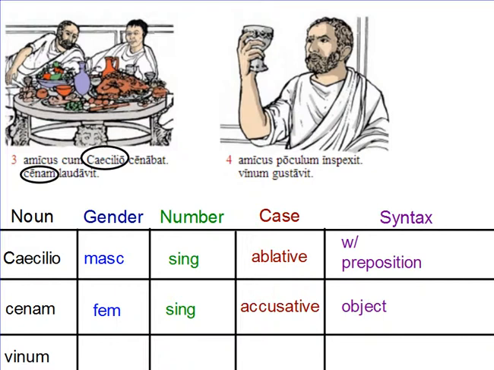Kenam is feminine, singular, accusative, the object. Amicus poculum inspexit, vinum gustavit. The friend inspects the glass. He tastes wine. Let's parse vinum.